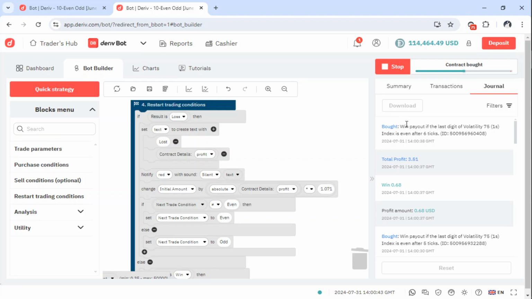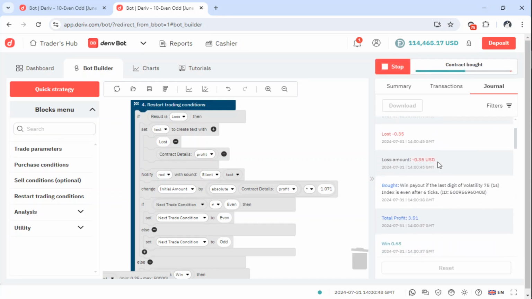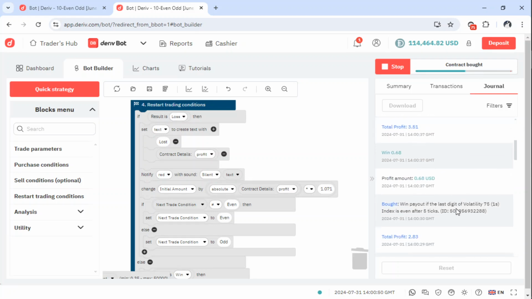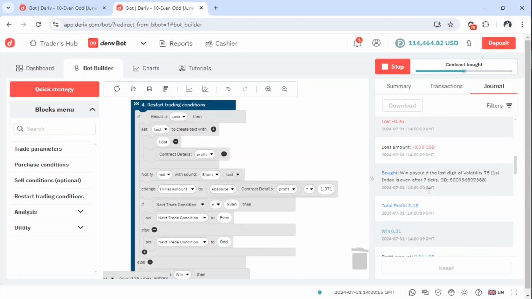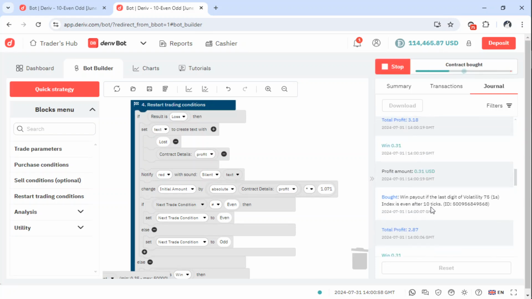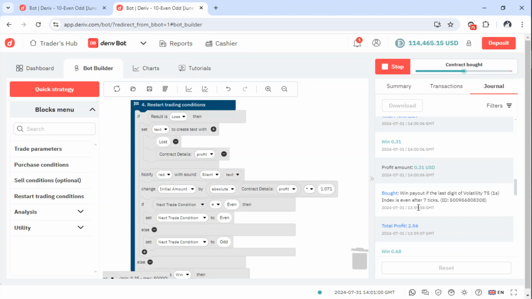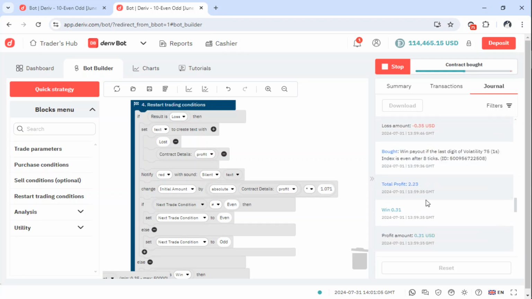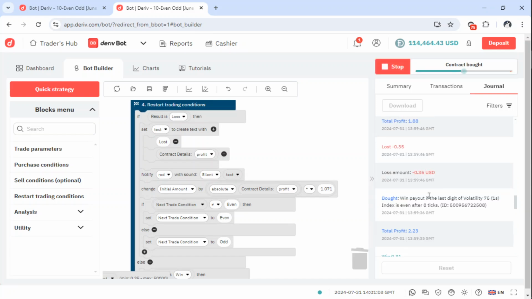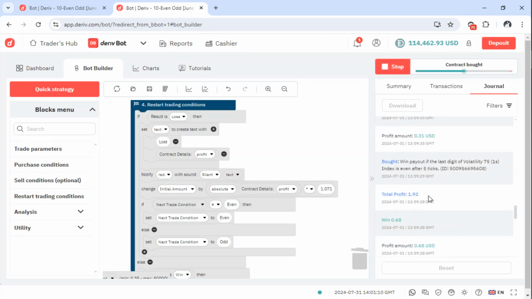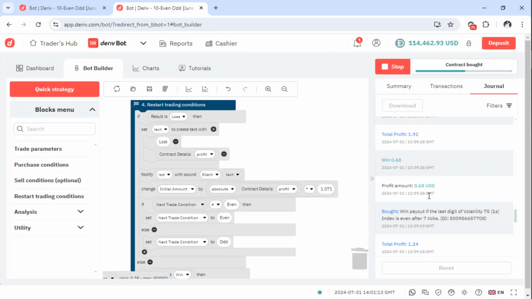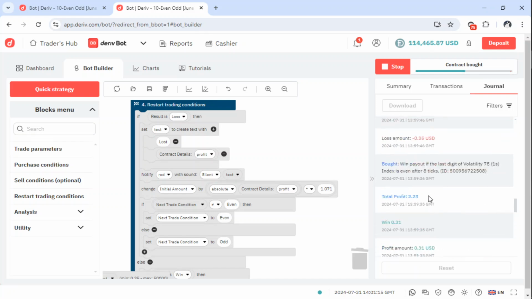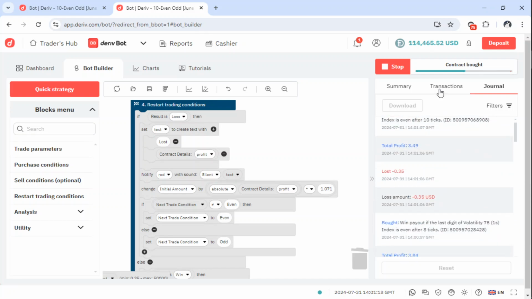Now, win payout if the last digit of volatility is even after 6 ticks. So like I said, you can see it is changing. Now this one, win payout if the last digit is even after 5 ticks. This one was even after 7 ticks. This one was even after 10 ticks. This one was even after 7. So it changes. It gives you an avenue of fair play, where it is a little bit fair. So you don't expect to be shuffled around from the system's bots or algorithm.